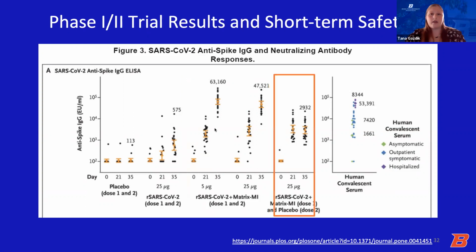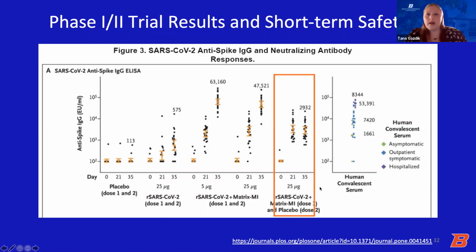Okay. And the last group, for the first dose, they have the spike protein and the adjuvant, but then they gave the placebo for the second dose. And you can see that after the placebo is given, there wasn't any change. So this means that 2 doses are required. 1 dose isn't enough to get those high levels of antibodies.